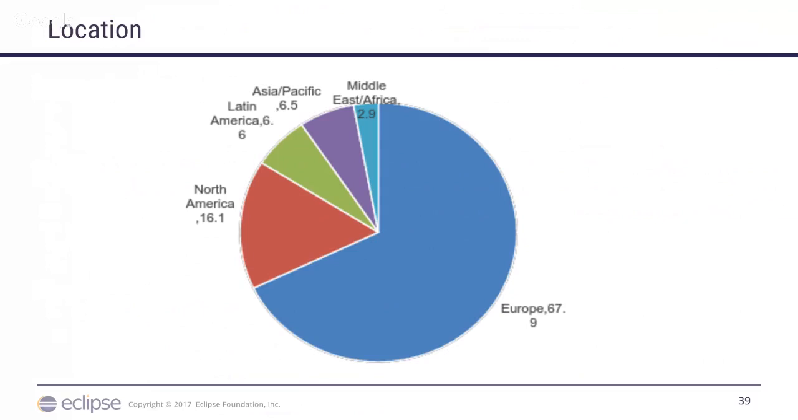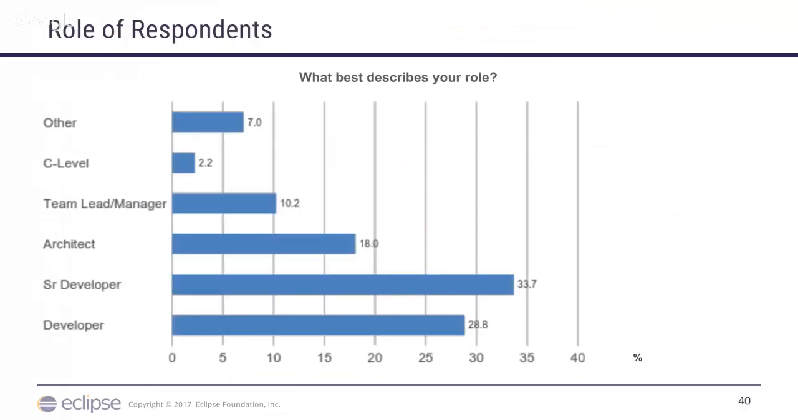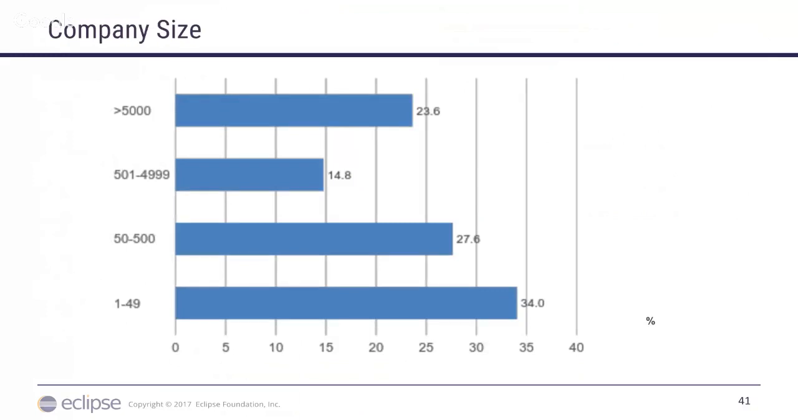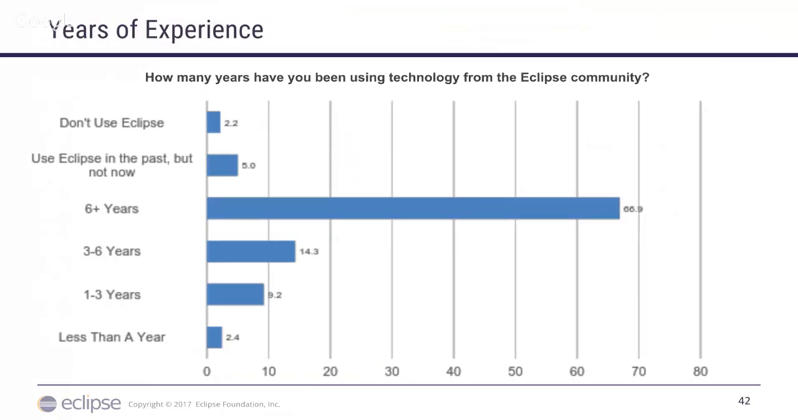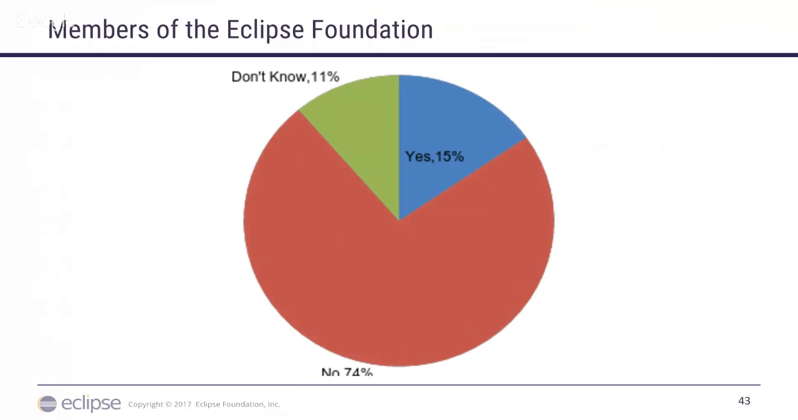Quickly, in demographics, it was very European centric, which is quite frankly very typical of many surveys you see out there. Europeans seem to like answering these types of surveys. The roles were very technical oriented, no surprise there. Company sizes are pretty typical of what we get, lots of small and medium businesses, but about a quarter are large enterprises. Years of experience using Eclipse technology: not hugely surprising, many have 6+ years, because Eclipse has been around for a long time. People have been using it for a long time.